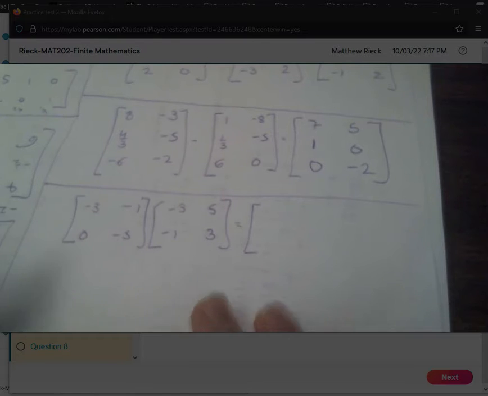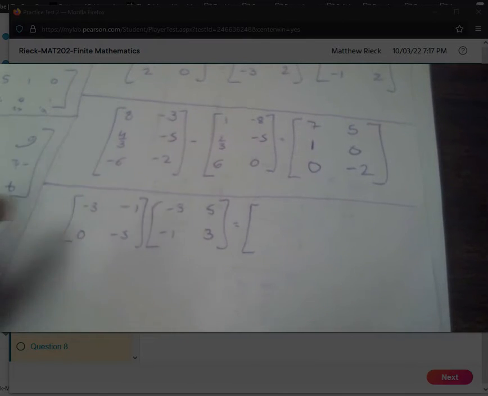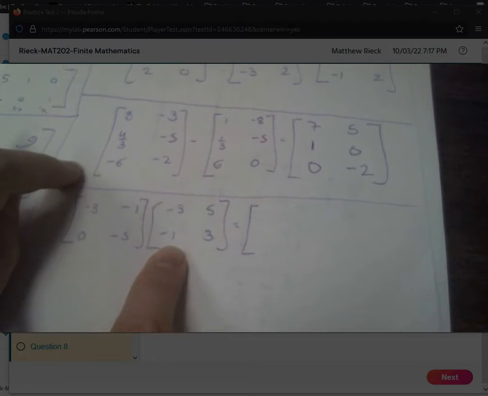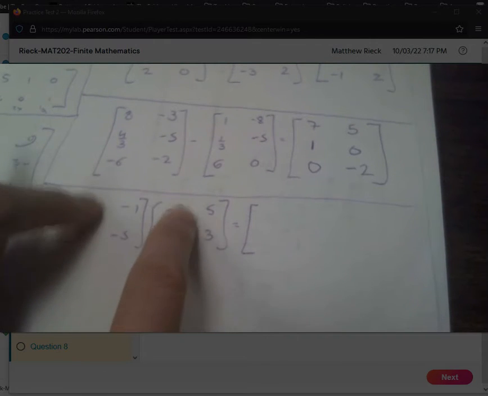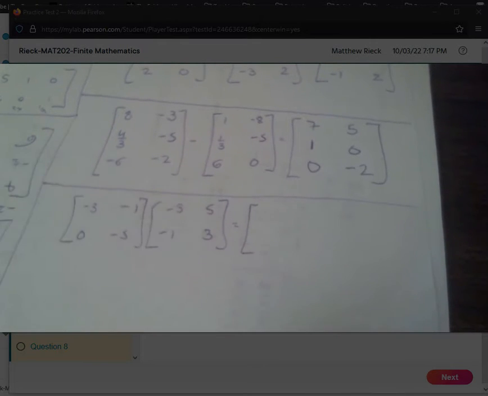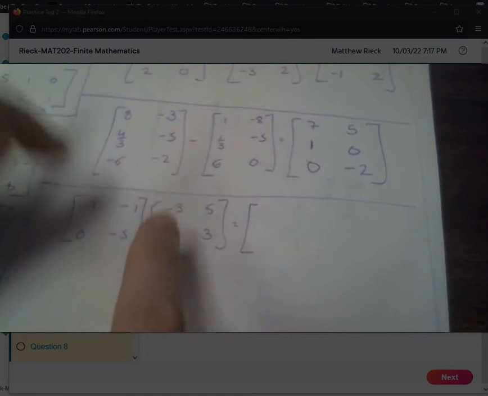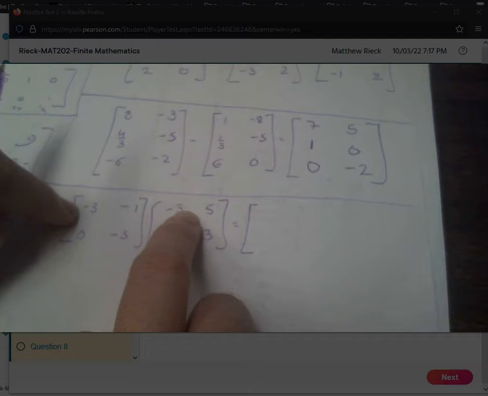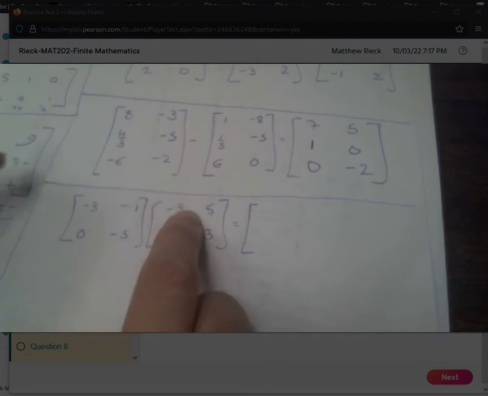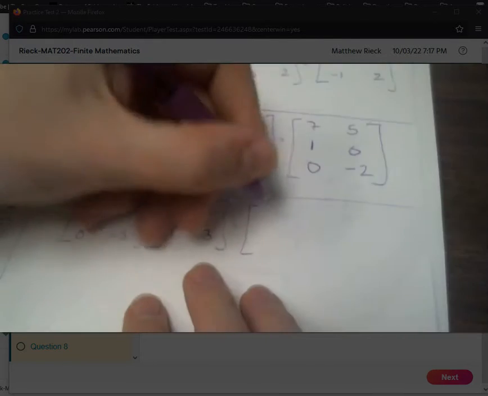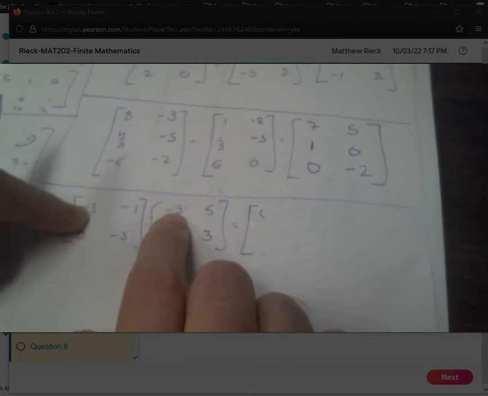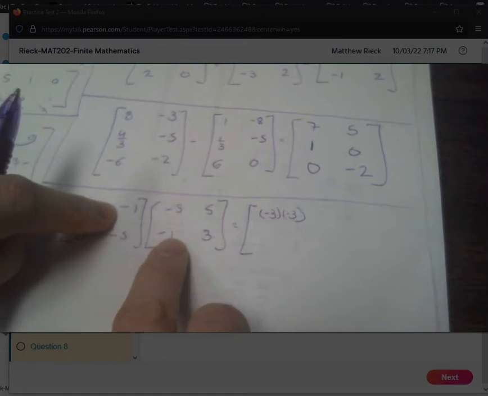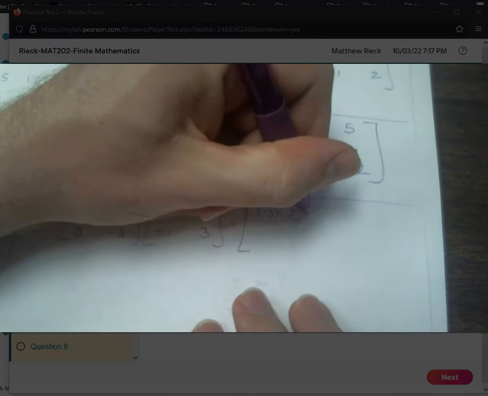All right, so to find the product of two matrices, we're just going to multiply across the rows of one matrix down the columns of my second matrix. So I'm just going to take the product of each corresponding entry, and I'm just going to add all those products together. To find my first entry in the first row, first column, I'm going to march across the first row of my first matrix down the first column of my second matrix. So we have negative 3 times negative 3, multiplying the corresponding entries here, plus negative 1 times negative 1.